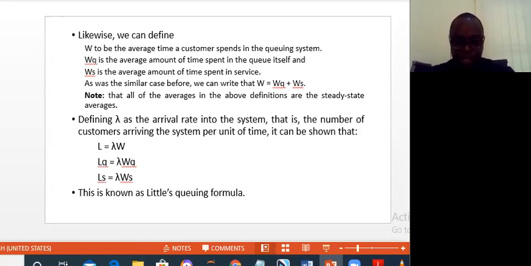It can also be shown that LQ, the total number of customers waiting in the queue, is the product of the arrival rate and the total time customers spend waiting in the queue. That is, LQ equals lambda WQ. In the same way, it has also been shown that LS equals lambda WS. This is known as Little's formula.